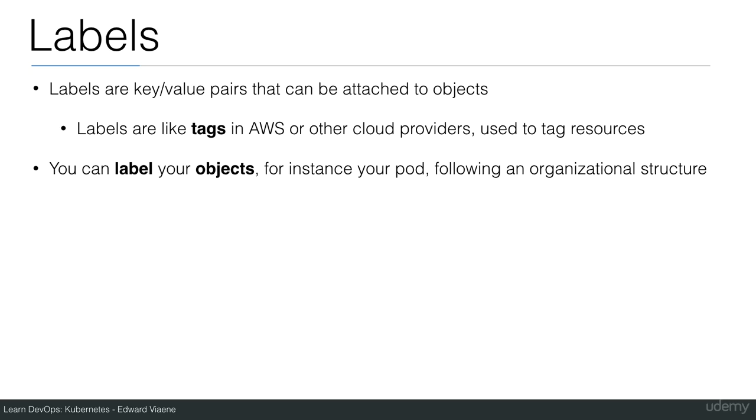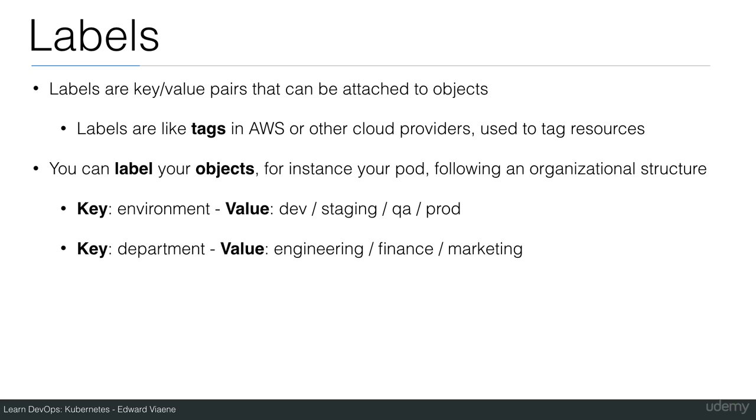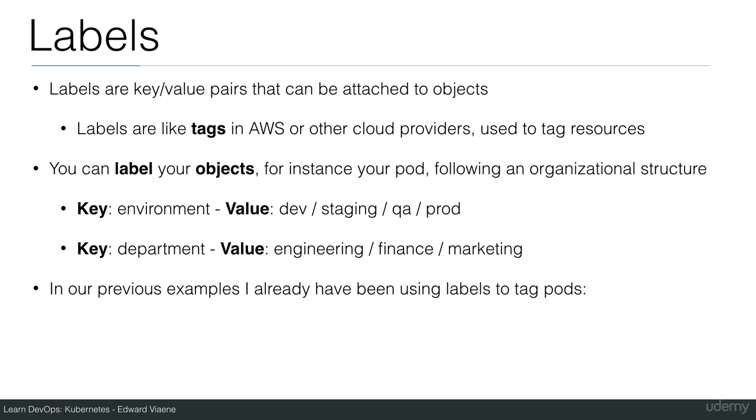You can label your objects, for instance, your pod, following an organizational structure. You can say, I want to tag my pods using key environment and value, either dev, staging, QA, or prod. And then you know whether your pod is part of your development environment or any other environment. You can also add another tag. You maybe have multiple departments, so you could say, I'm going to tag all my pods, and I'm going to say this is going to be from engineering, these pods are running software for finance, or these pods are running software for marketing.